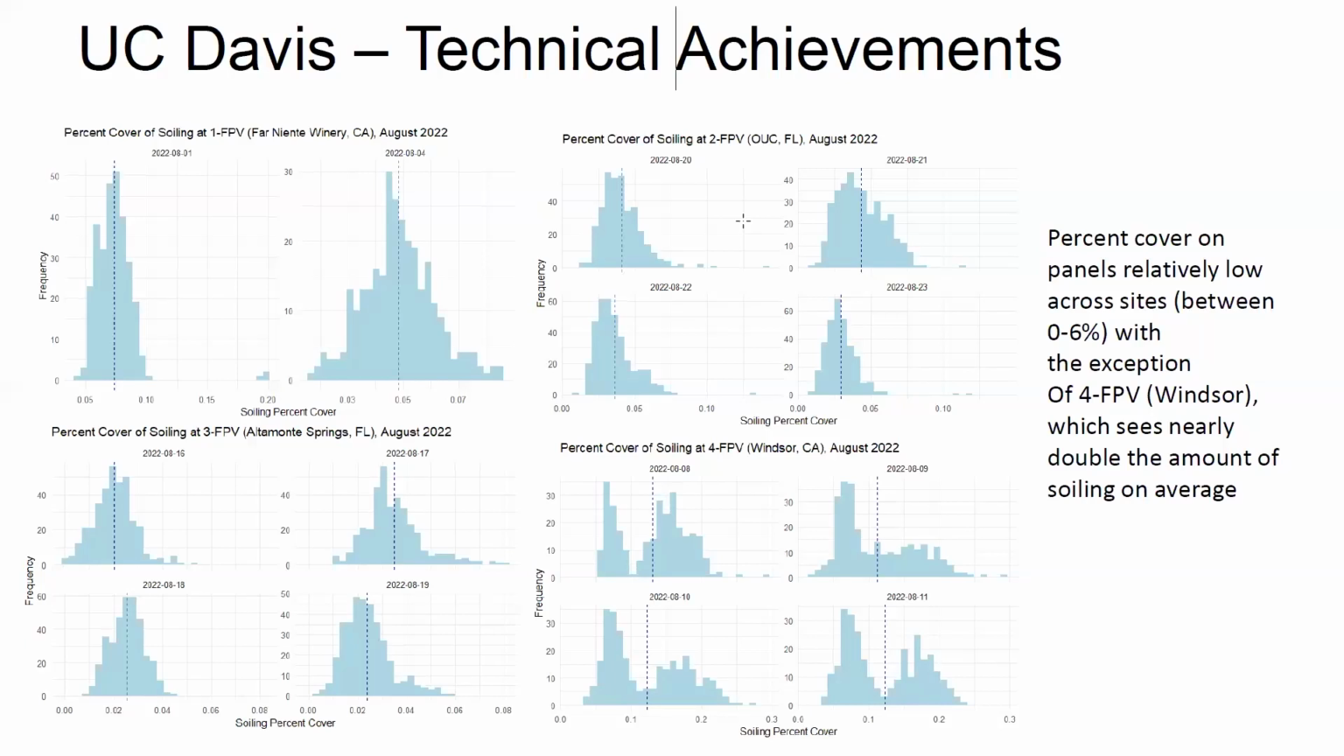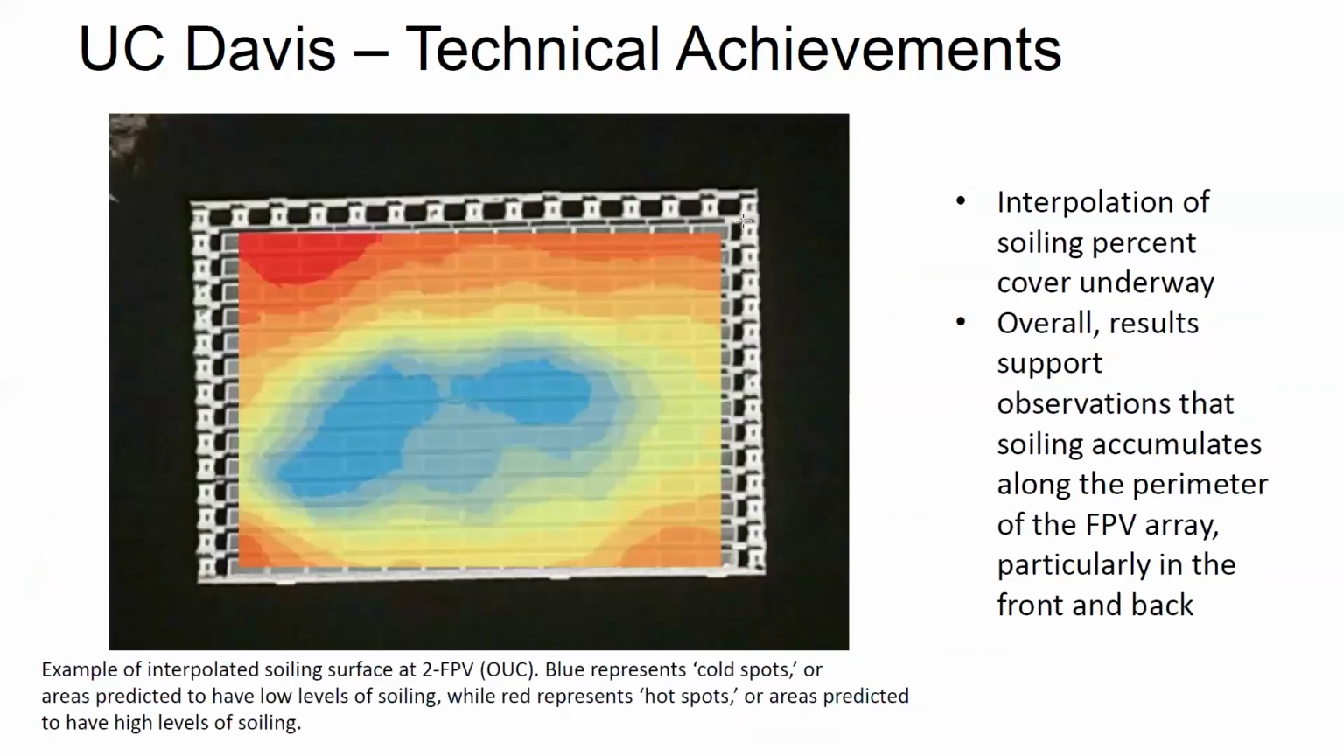So Far Niente experiences less avian soiling in comparison to Windsor and OUC, and those are both populated by the larger waterfowl. So these results were not super surprising based on our observations. Those pictures that Manju showed earlier were pretty good indicators of that. And this confirmed our general assumption that soiling will accumulate along the perimeter of the FPV array, particularly in the front and in the back.